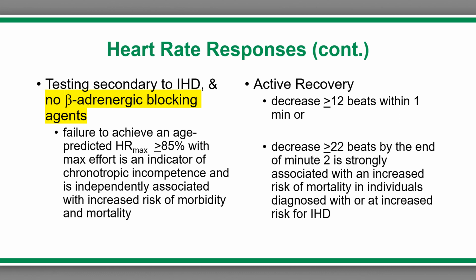After someone is identified to have ischemic heart disease and they don't have a beta adrenergic blocking agent, and this is diagnostic, if they don't achieve their 85% heart rate max estimation, that's indicated to be an increased risk of morbidity and mortality.